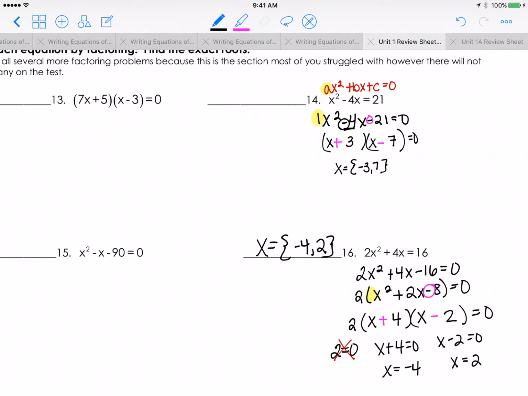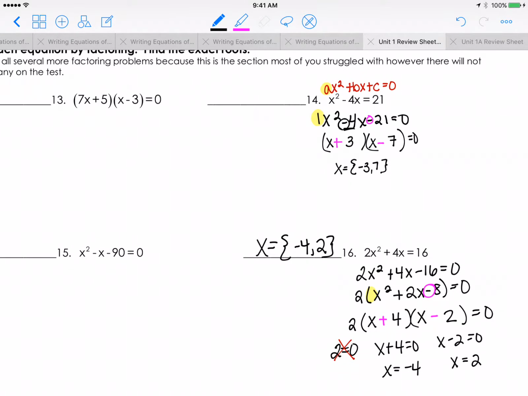Okay, here's 14. So remember on the board, I said first step, is it a GCF? Then ask yourself, is there 2 terms or 3 terms? If there's 2 terms, it's going to be a difference of squares, or it's going to be a sum or difference of cubes, and we said SOAP to remember the signs. And then if it's 3 terms, it's either a equal to 1 or a does not equal 1.